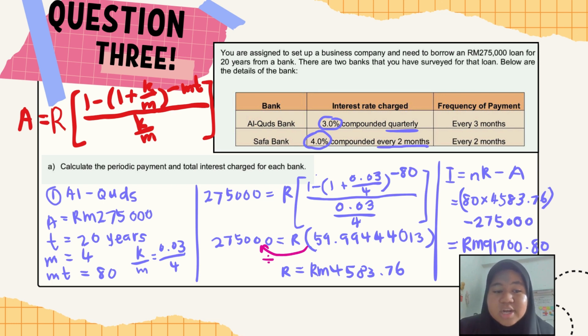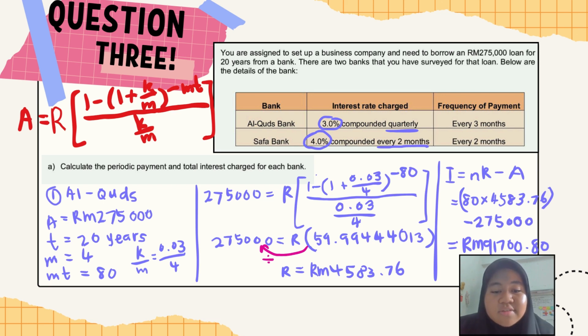I have put the formula here, which is A equals to R, (1 minus (1 plus K over M) to the power of minus MT) over K over M. So, calculating the first bank, which is Al-Quds Bank, the A of this bank is 275 ringgit, which is stated in the question above. And also the T of our calculation is 20 years. And M times T, we will get 80 because 20 times 4 is 80. And then K over M, which is 0.03 over 4. So we put all together our information inside the formula. And then we will get our periodic payment is 4,583 ringgit and 76 cents.